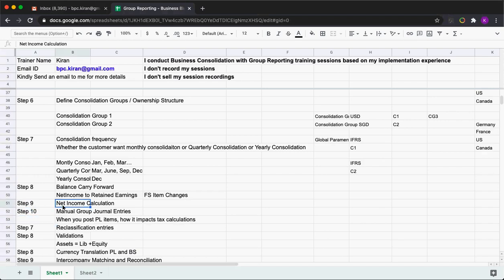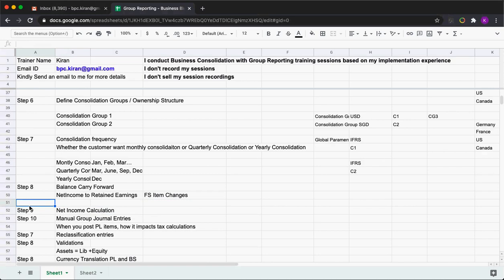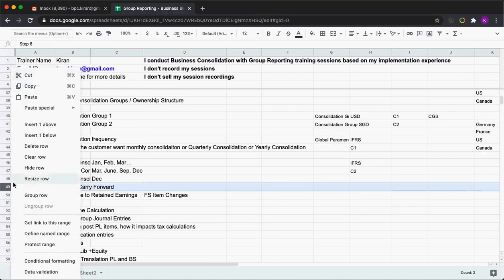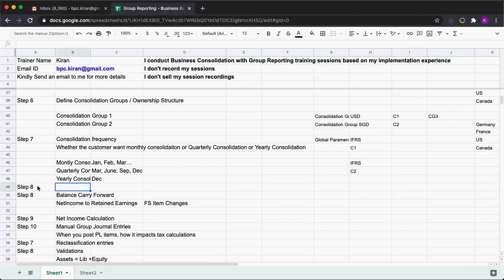Right. So next, the important thing is net income calculations, once the data is collected. Also, one point we have to add here is how the data collection happens. At the data collection point, before the balance carry forward, remember you have to add a point in this particular head for SAP units: how the data release process happens.